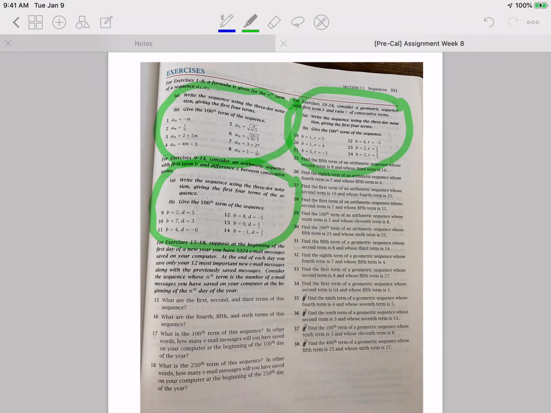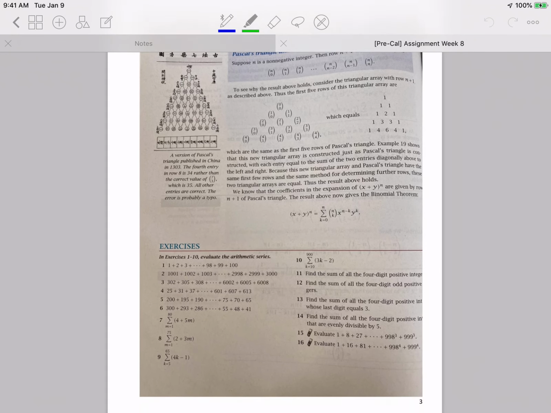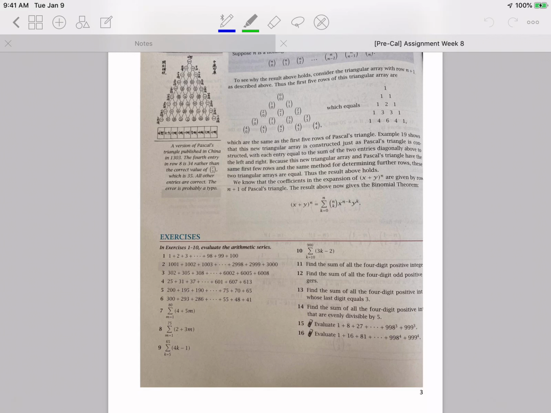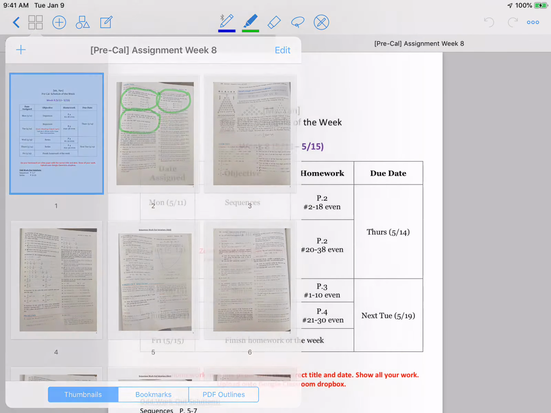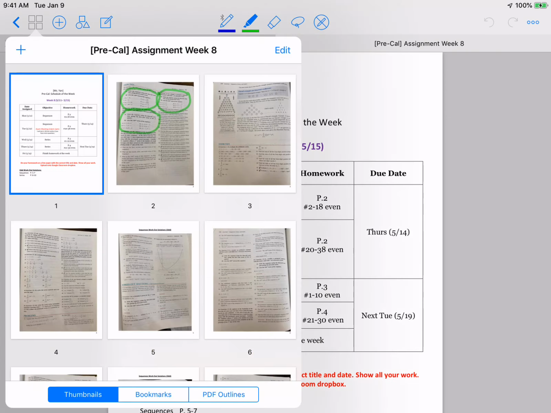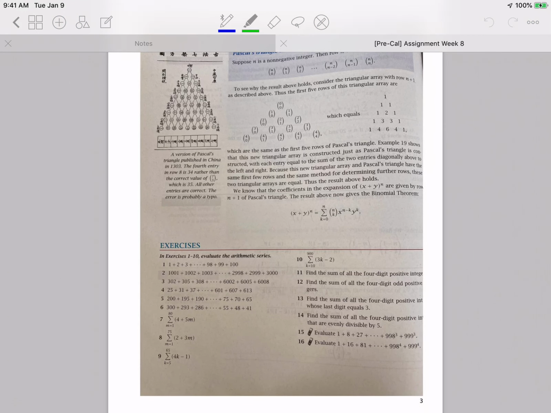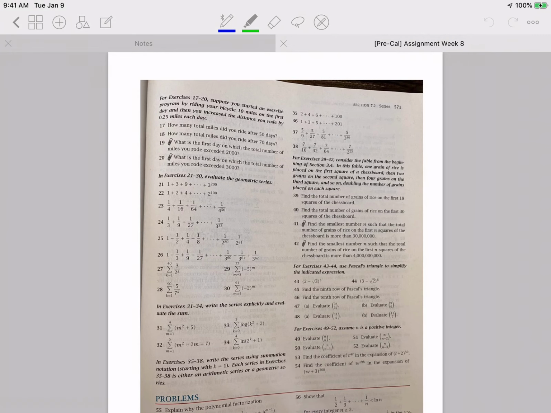Okay, so your homework is right here. For Wednesday, your homework is 1 to 10 even, and then Thursday is 21 to 30 even. And I think I just did one of these questions for you, this one right here. Okay, so that's it for this.